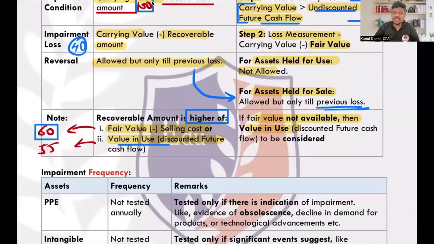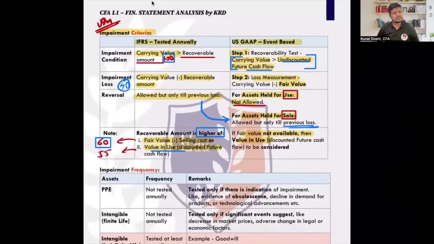Remember, in your balance sheet, you have two types of assets. Assets that you're going to continue to use, and assets that you're planning to sell off. Those assets that you're planning to sell off, their treatment is like IFRS, but generally you have mostly assets which are held for use, in which case US GAAP does not allow reversal. We'll see a couple of questions regarding impairment. Very interesting. And I expect for sure something to come in the exam on impairment.